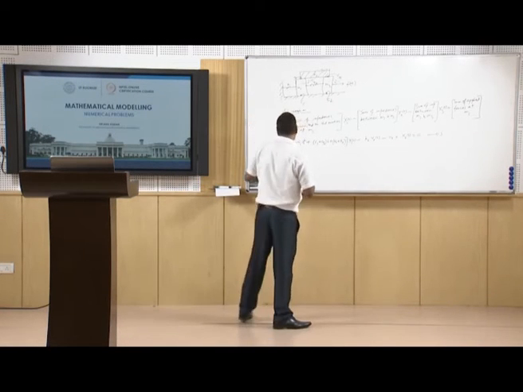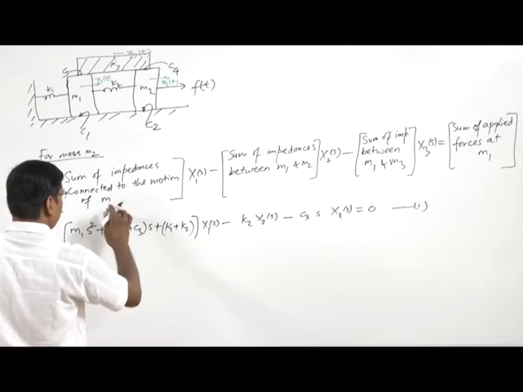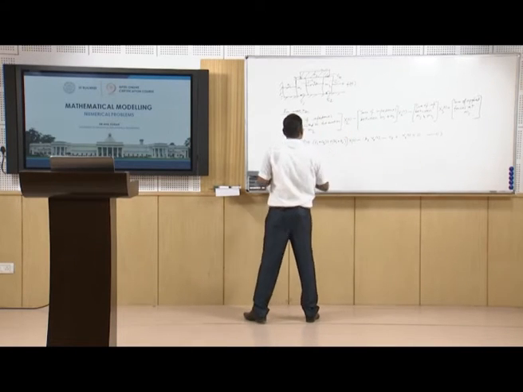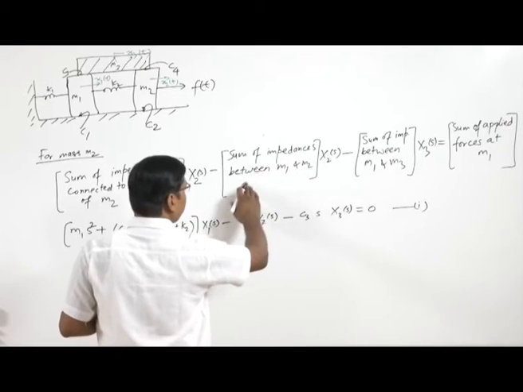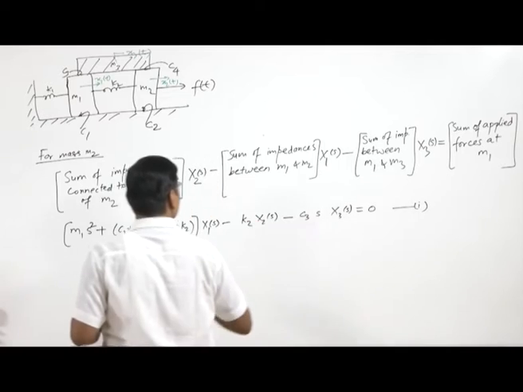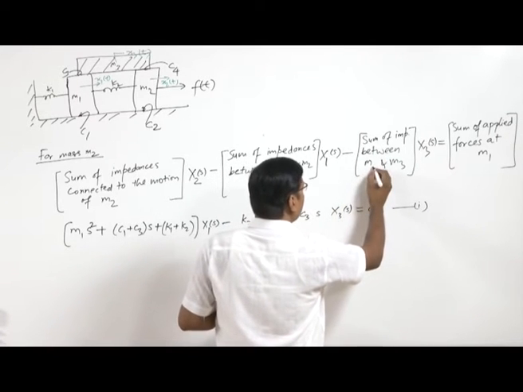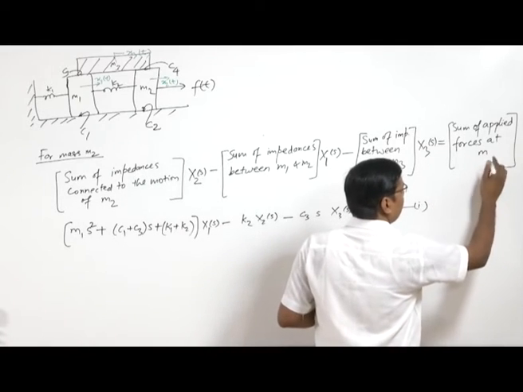Similarly, for mass m2, we can write: sum of impedances connected to the motion of m2 into X2(s), minus sum of impedances between m1 and m2 into X1(s), minus sum of impedances between m2 and m3 into X3(s), equal to sum of applied forces at m2.